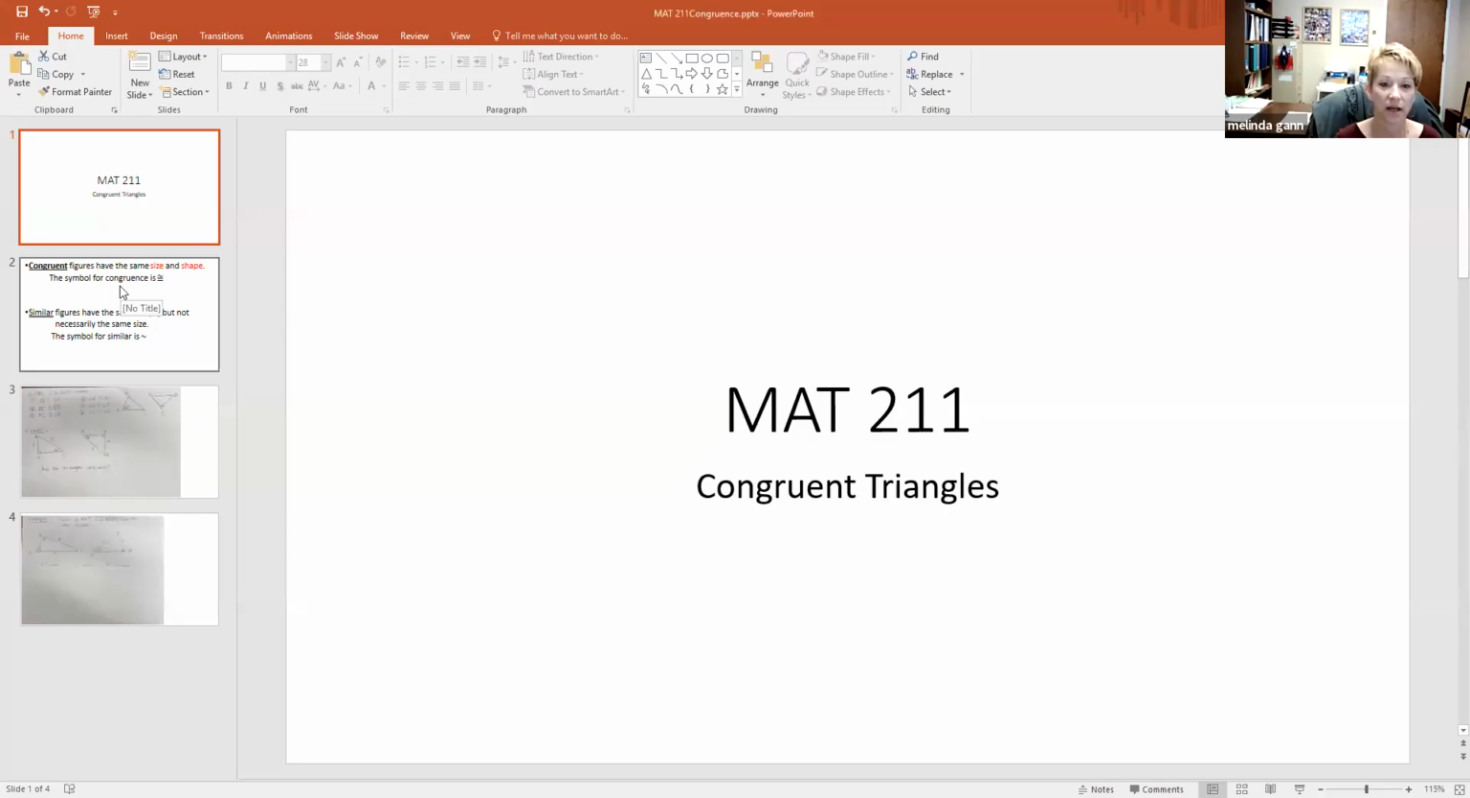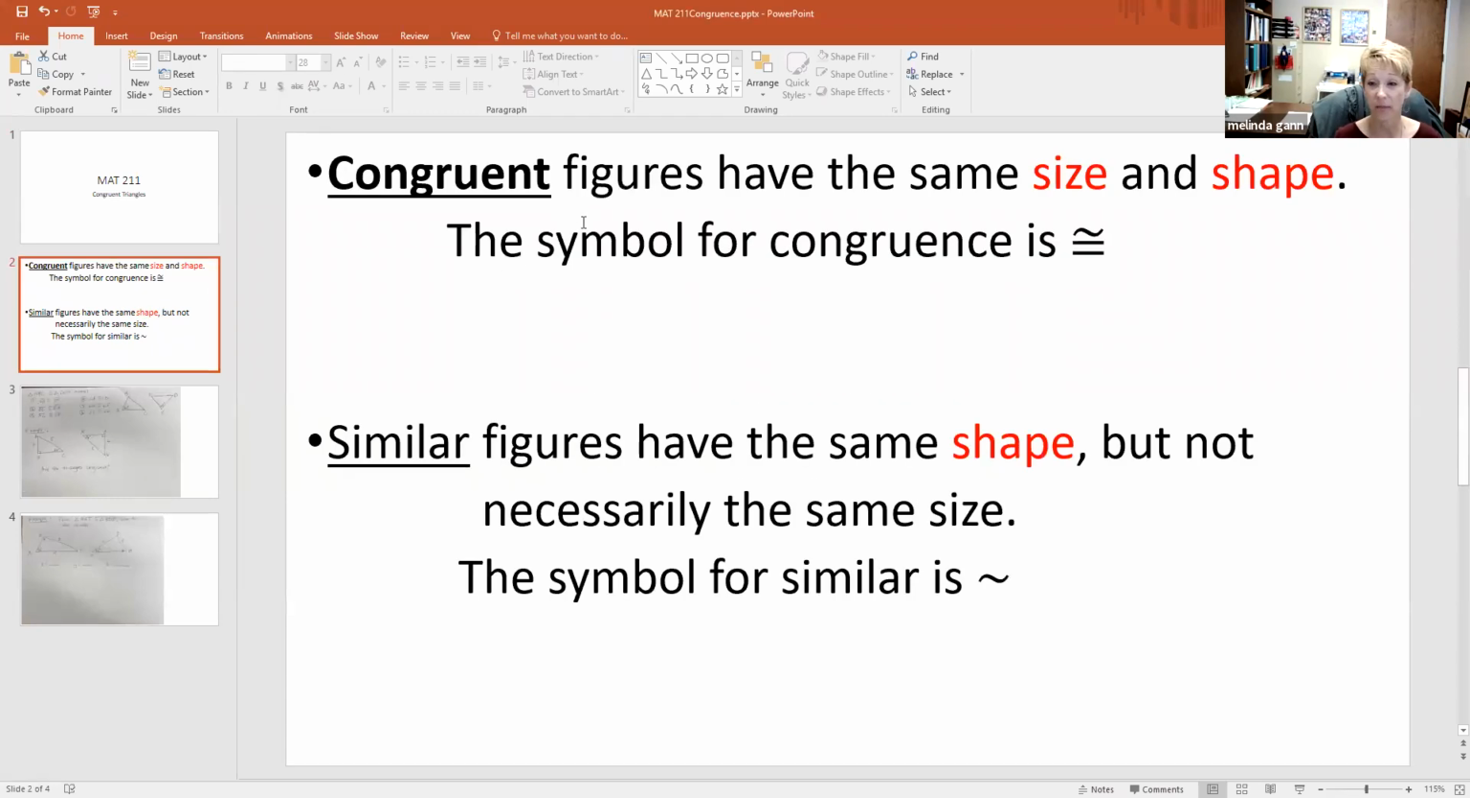All right, we're going to start talking about congruent triangles. Now, we're going to eventually talk about congruent triangles and similar triangles. So I'm just going to introduce the descriptions of both, and then I'll give you the formal definitions as we go through this section. Congruent figures have the same size and shape. In other words, they match exactly. So if you had two triangles that were congruent, if you laid one on top of the other, everything would fit perfectly, okay? Similar figures have the same shape, but they don't necessarily have the same size.